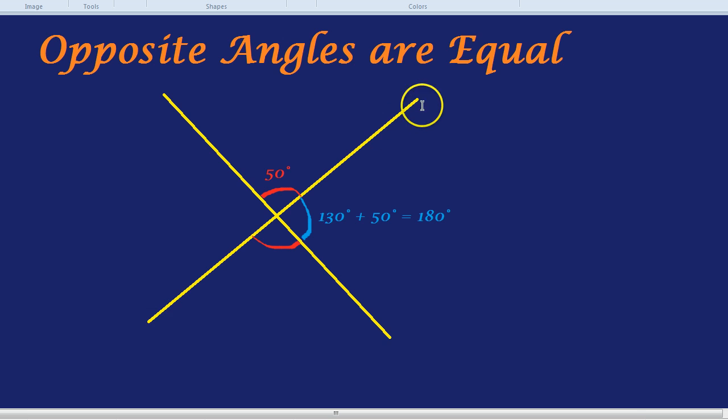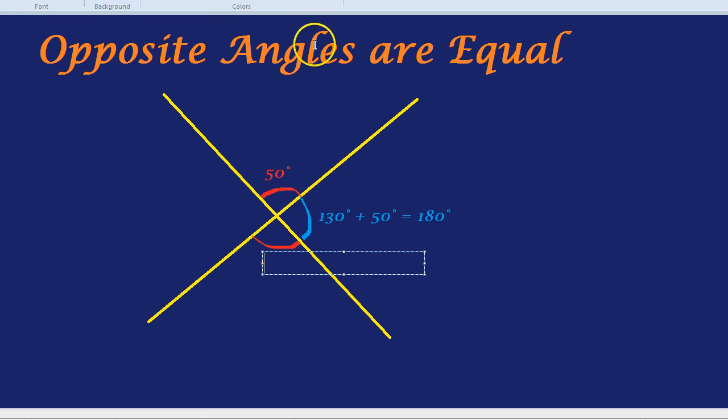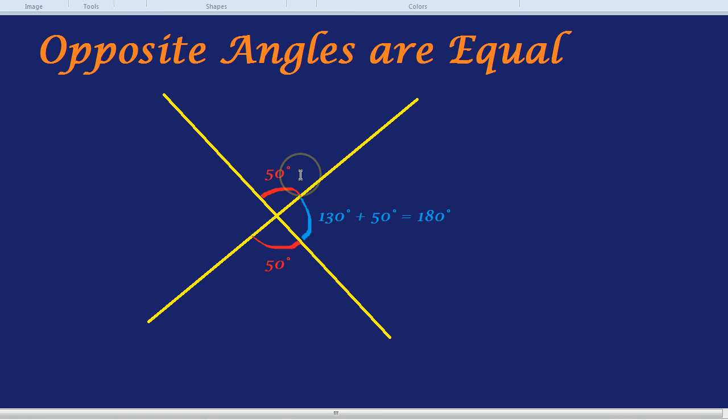Well, now let's look at the top right to bottom left straight line. That blue angle of 130 plus the red angle has to add up to 180. So the missing angle with 130 must be 50 degrees. So it adds up to 180. In other words, the angle opposite to 50 degrees is 50 degrees.